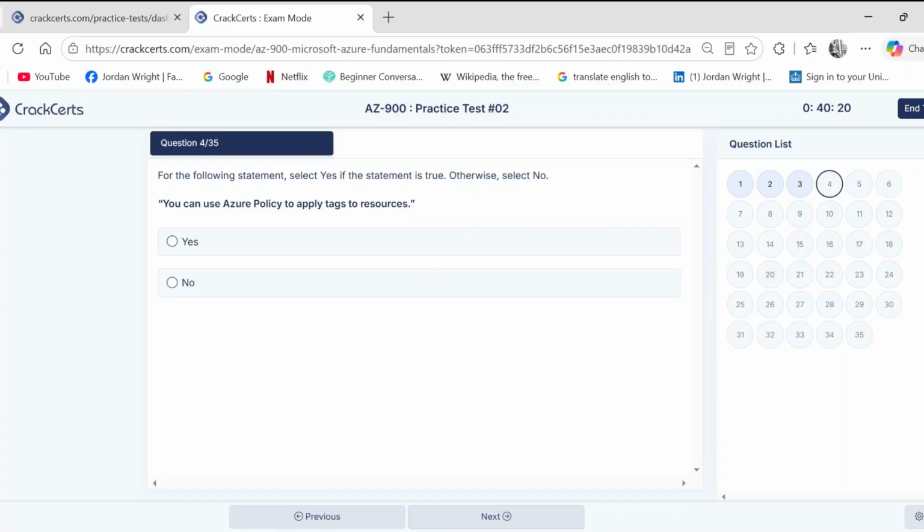Next question: can you use Azure Policy to apply tags to resources? Roxanne, have you seen the table? Yeah, one sec, let me check on the table. Sorry, Jordan, bear with me. Use Azure Policy to apply tags to resources. Yeah, I've seen the table. I think the answer is yes. Of course you can.